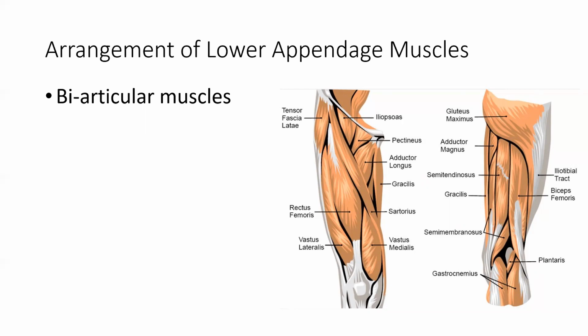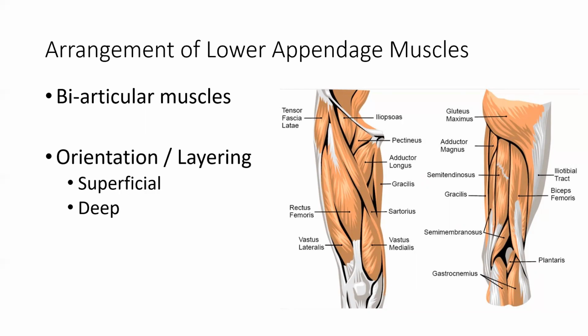Applying forces at different joints can allow us to move more efficiently, as well as with higher rates of speed. They're also layered, superficial and deep. More superficial muscles are often larger in the lower extremity. Deep muscles are often smaller in size. Superficial muscles are often gross movers, or they create these large movements, and deep muscles often are stabilizers and allow for more fine control of the lower extremity.